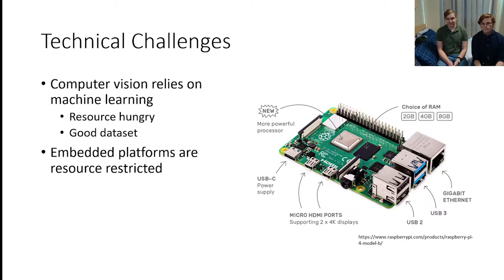of waste. One of the technical challenges that we faced during this project is that computer vision relies heavily on machine learning, and machine learning is very resource hungry and relies upon a good data set in order to really abstract the features necessary to classify images properly. On an embedded platform, we do not have very many resources. It's very resource restricted. I gave an example of the Raspberry Pi on the right here. As you can see, it's not very big and it doesn't have a lot of resources, and so machine learning is a challenge on it.